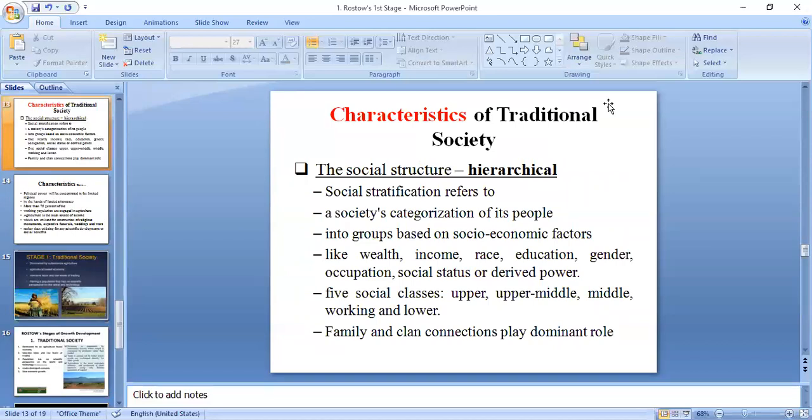Whenever we want to understand a traditional society, we have to look at whether the society is hierarchical. Hierarchical in the sense that the society will be stratified or grouped into different groups based on socio-economic factors like wealth, income, race, education, gender, occupation, social status, and derived power.